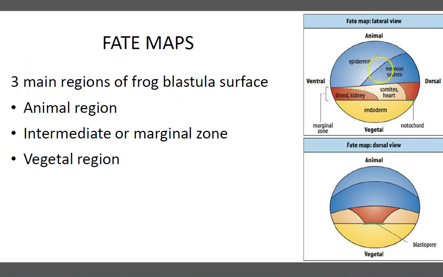Now, as I've mentioned, in the animal pole, that's where your ectoderm is located. Later on, that will become your epidermis and part of your nervous system. Your endoderm will become partly your egg yolk and partly your primitive gut, which will give rise to your intestines, your liver, and your lungs.